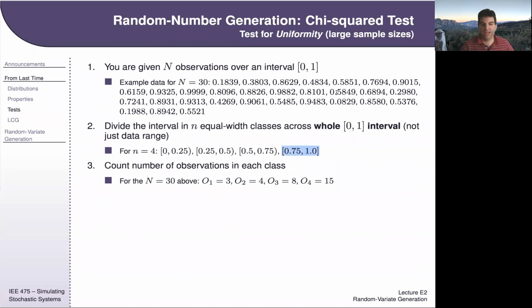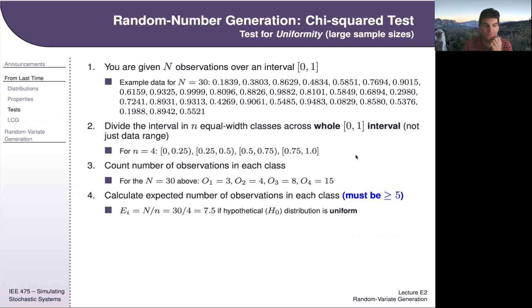So I just tediously go through and count each one of these and see how many landed in there. Now I have those, and I need to ask, how many would I have expected under the null hypothesis of uniformity? So I'm going to take my 30 observations, and if they were uniformly distributed across 4 equal-width bins, then 30 divided by 4, I should get on average 7.5 in each bin.